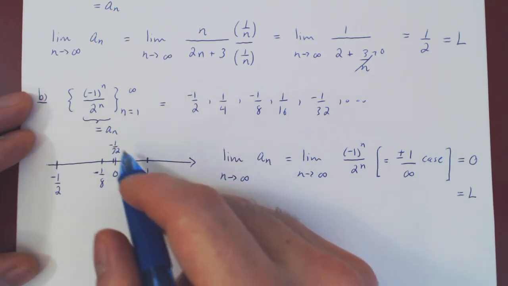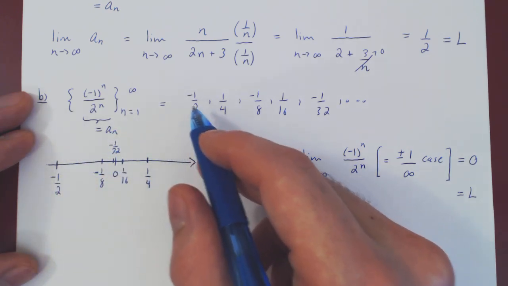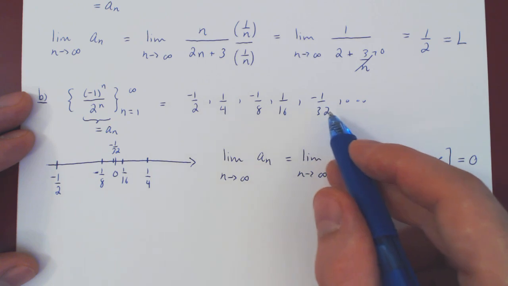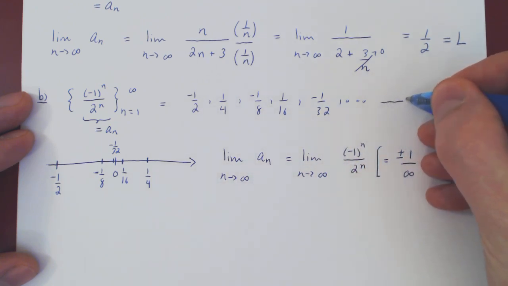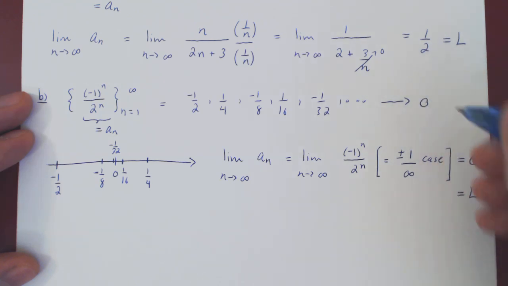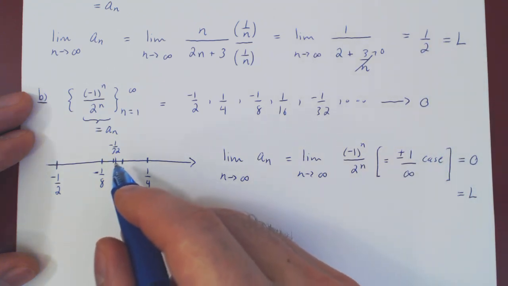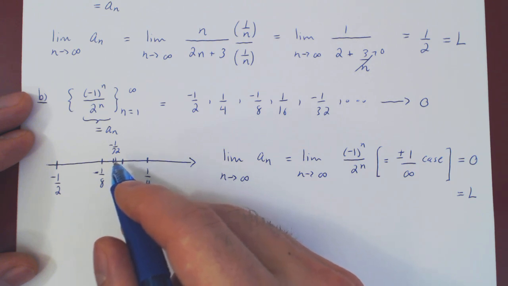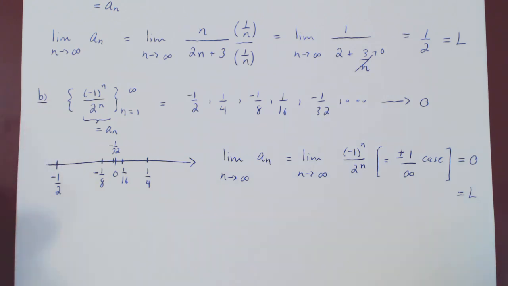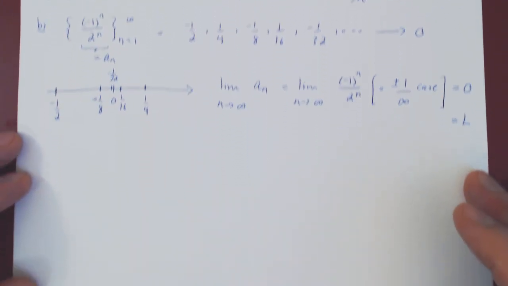And so our intuition was right on the money. As n gets bigger and bigger and bigger, the terms of our sequence are getting closer and closer and closer to 0. But they will always oscillate between positive and negative, but the oscillation will shrink to 0. What about our third example?